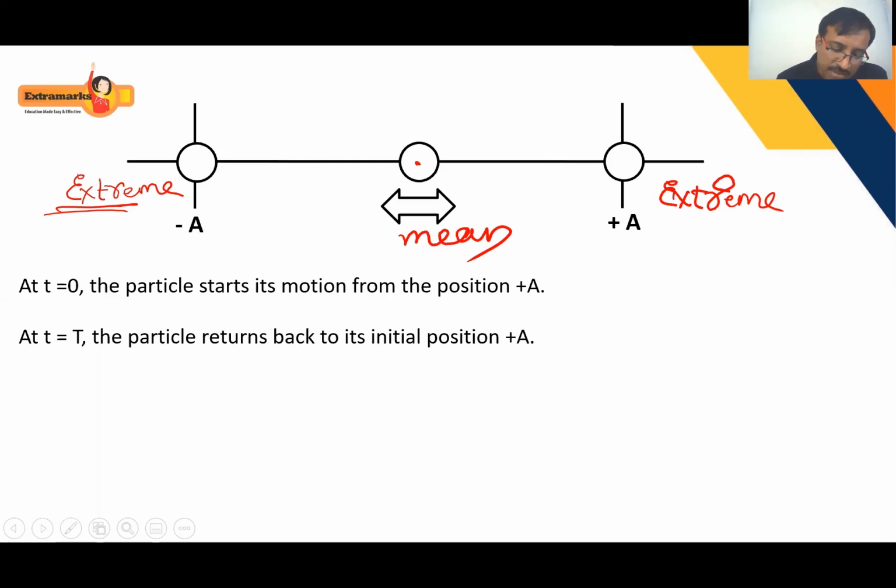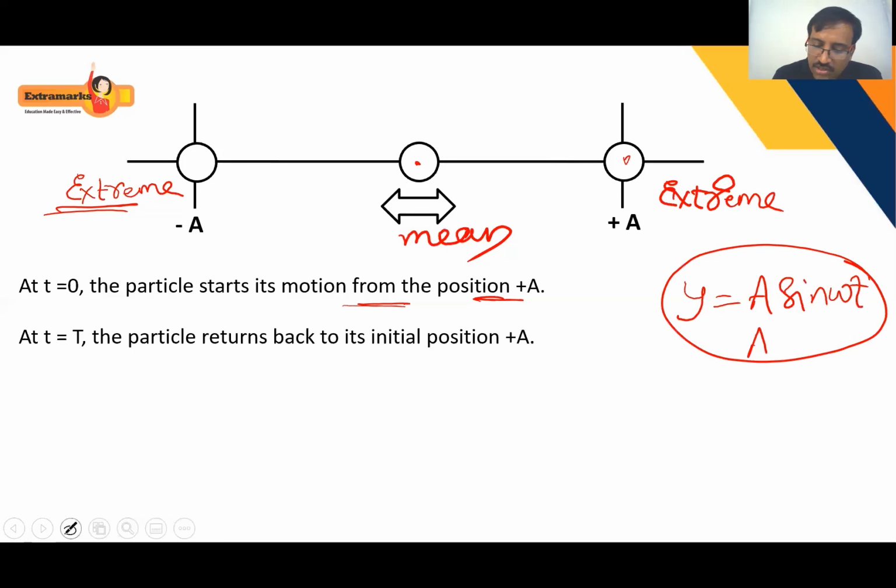Now at time t equal to 0, the particle starts its motion from position A. From here it started, from the amplitude. So as I said, if you go for y equals a sin omega t or a cos omega t, which are periodic functions, then you will get an oscillatory equation, which we will see in the next session.